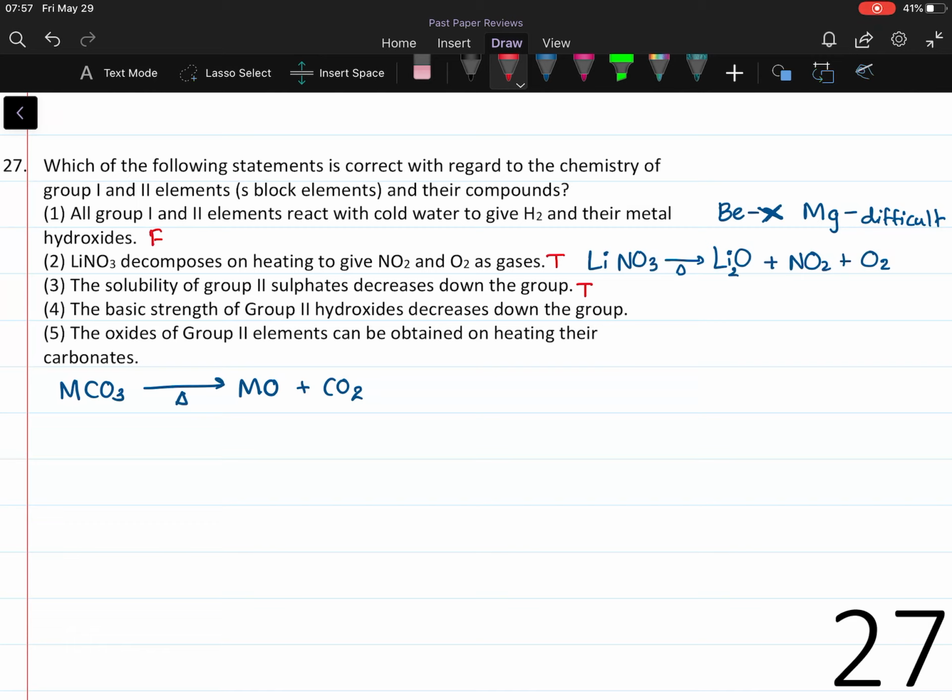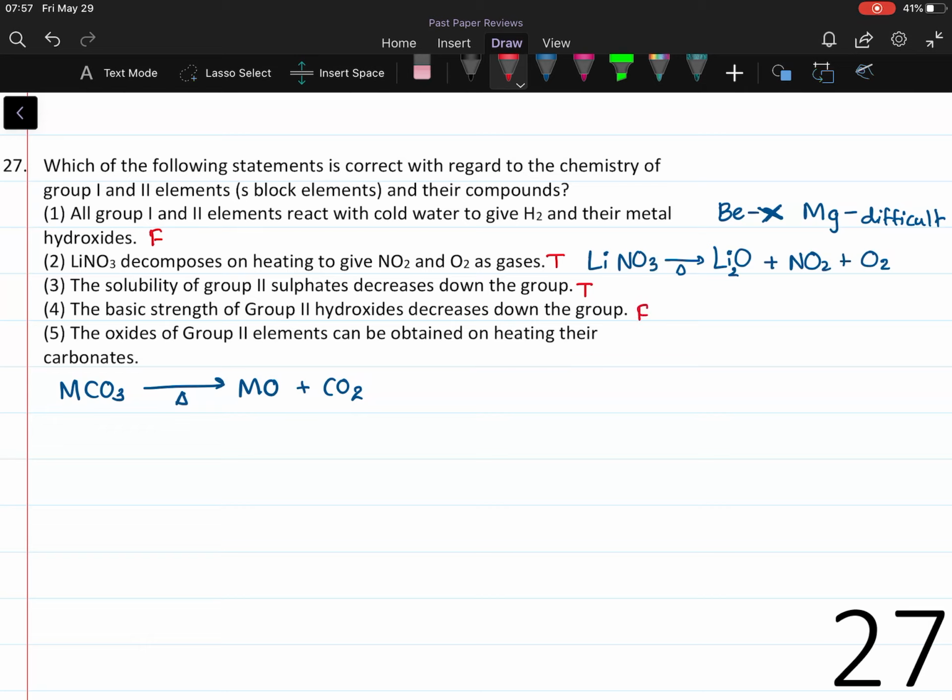Statement number 4. The basic strength of group 2 hydroxides decreases down the group. As we go down the second group, the metallic nature of the elements increases. Therefore, the ionic bond between the metal and the hydroxide group increases in its ionic nature, making them better bases as we move down the group. Therefore, statement number 4 is false.